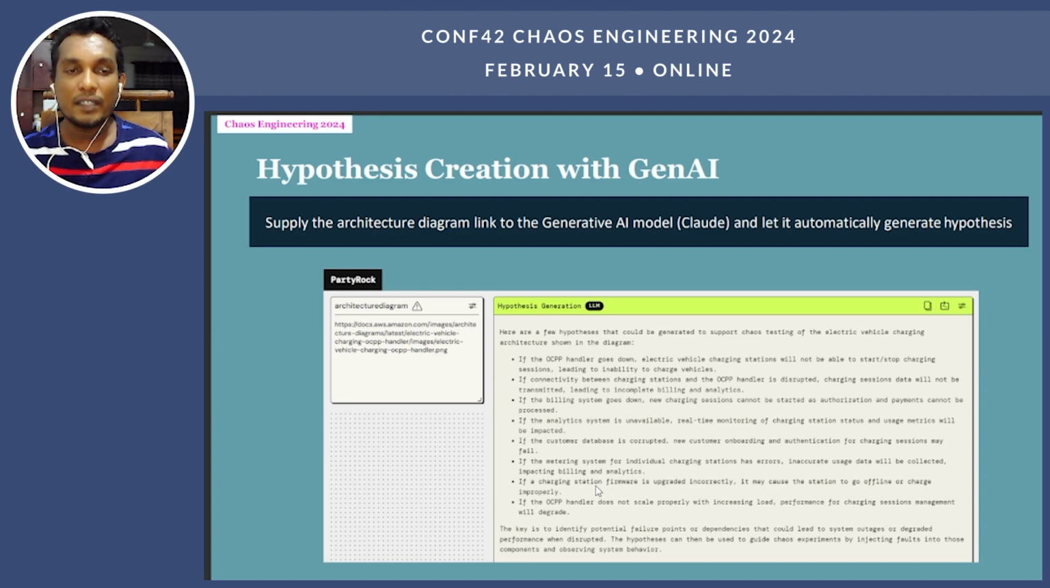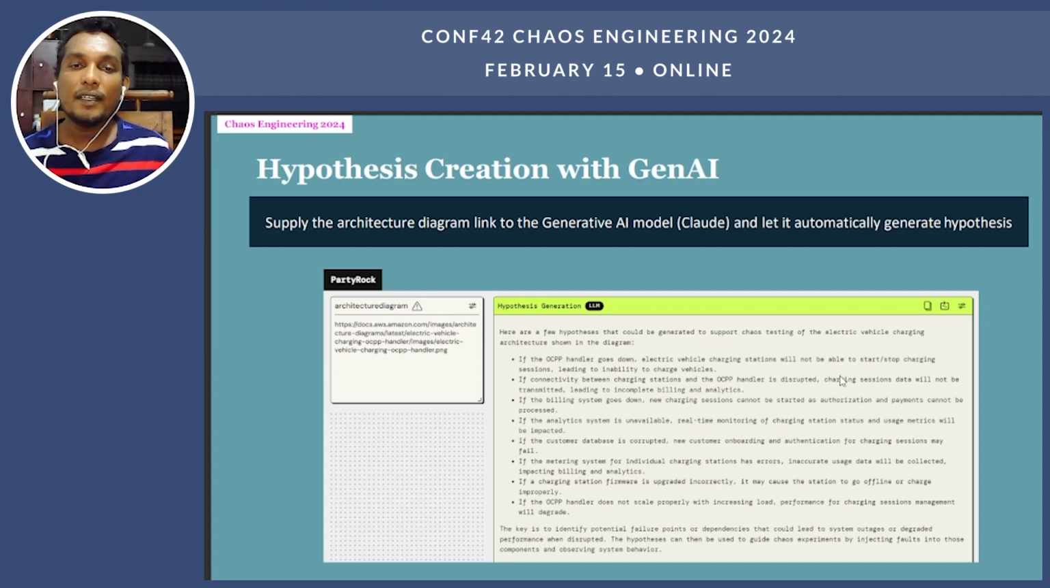So, creation of failure scenarios. Again, what I'm doing is, I have given the architecture diagram link, and I have asked the generative AI model to generate the hypothesis. It's able to come up with a meaningful, relevant, and accurate hypothesis. The first one says, if the OCPP handler goes down, electric vehicle charging stations will not be able to start or stop charging sessions, leading to inability to charge the vehicles. Likewise, if the billing system goes down, new charging sessions cannot be started as authorization and payments cannot be processed. So it's coming up with the failure scenarios and also the potential impact.